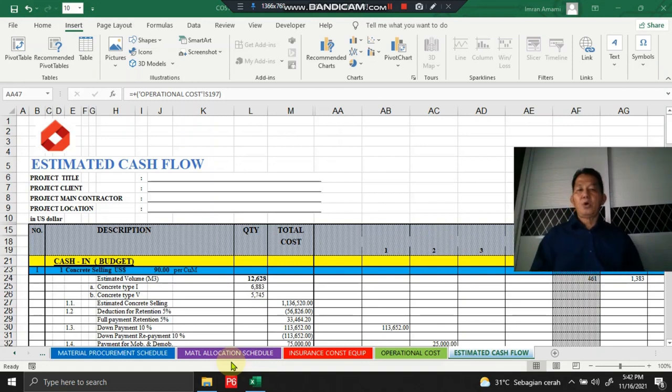Okay, so this is all the information needed to compose a good estimated cash flow, but the main important key to compose a good estimated cash flow in this case is the project schedule. The project schedule should become the reference, or basic information, to compose a good estimated cash flow, to well allocate the project costs.